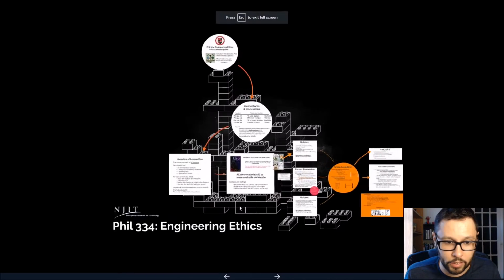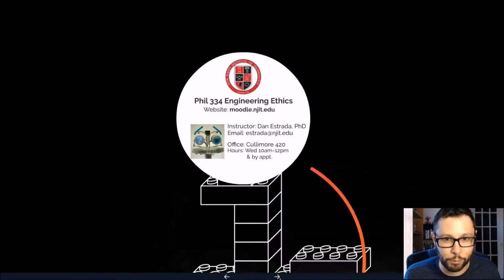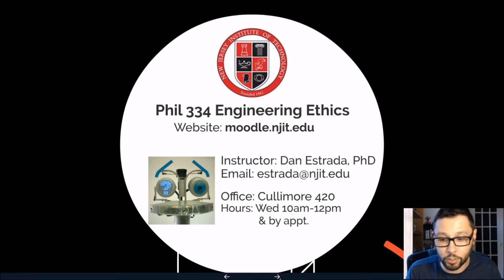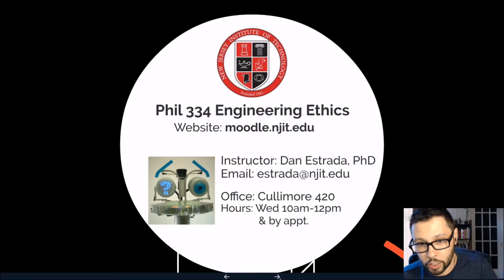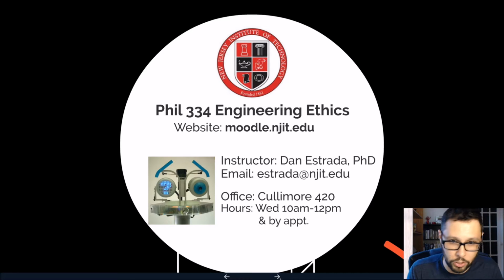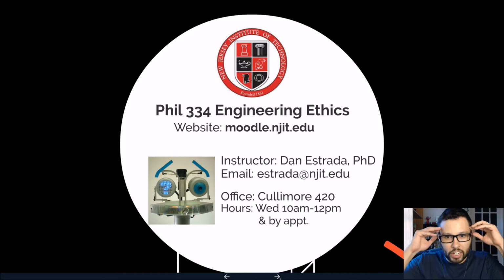Like I said, this is NJIT, Phil 334. The course is listed in the catalog as 344. It's a humanities requirement for many majors. So if you're not an engineering major, if you don't plan on becoming an engineer, don't worry, this course is still for you.